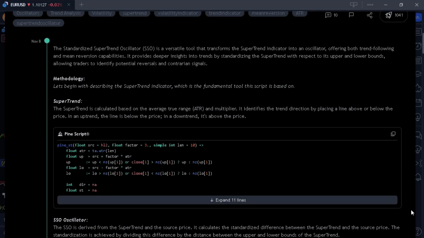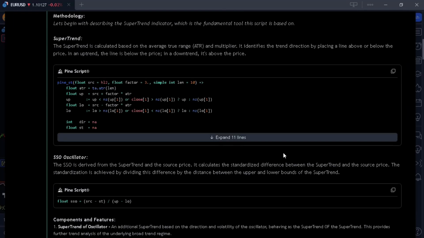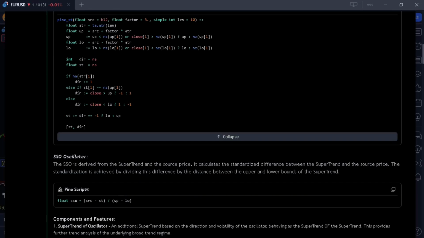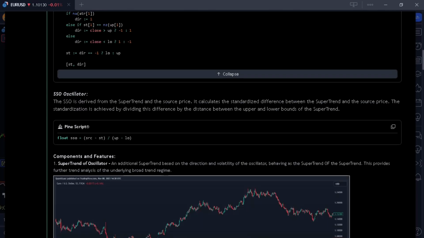The author of this indicator used a Python script to implement the SuperTrend indicator, taking into account factors like the average true range, or ATR, and the multiplier. This script helps us plot the SuperTrend line on our charts.